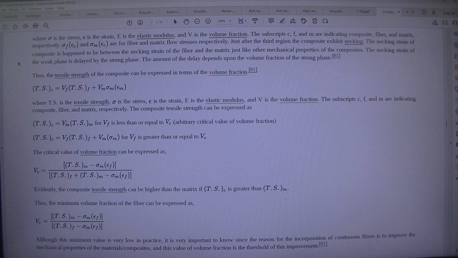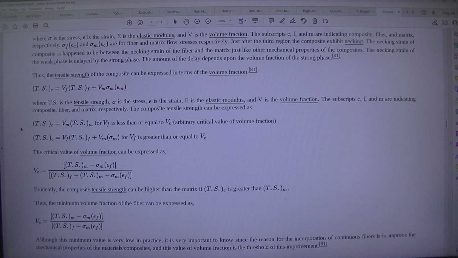The necking strain of the weak phase is delayed by the strong phase. The amount of the delay depends upon the volume fraction of the strong phase. Thus, the tensile strength of the composite can be expressed in terms of the volume fraction, where Ts is the tensile strength, σ is the stress, ε is the strain, E is the elastic modulus, and V is the volume fraction. The subscripts C, F, and M indicate composite, fiber, and matrix, respectively.